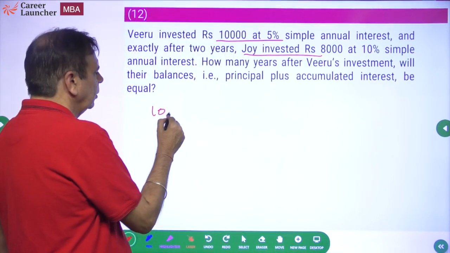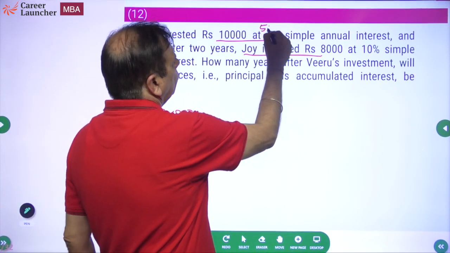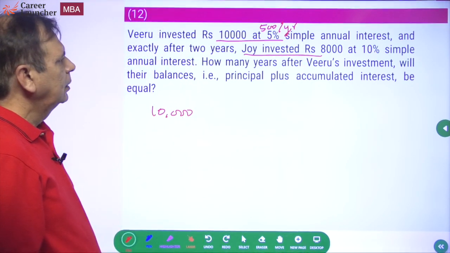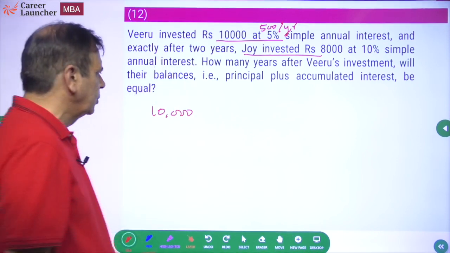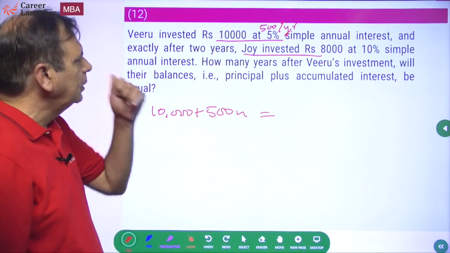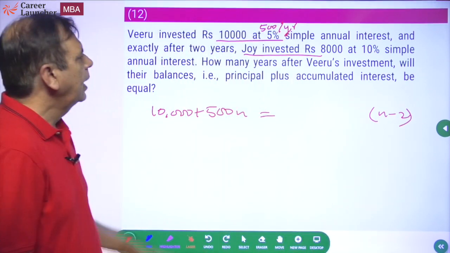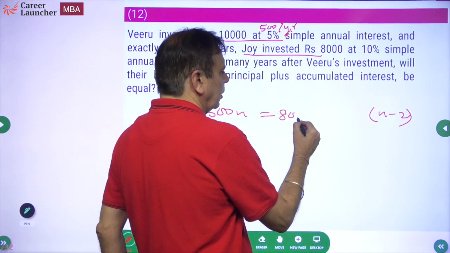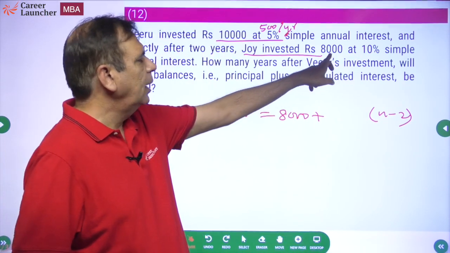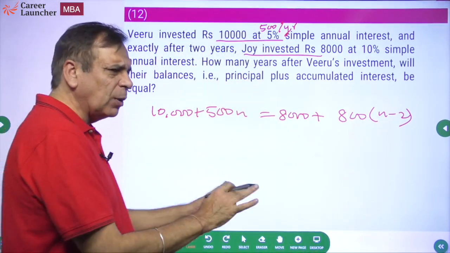Principal 10,000. If he is at 5% simple interest, he is going to get 500 rupees per year. Interest is going to be 500 rupees per year. Let me assume he invests for n years. And the other person, his investment is for n minus 2 years. 2 साल late चालू हुआ ना. And his principal is 8,000 rupees. And what is the interest he will get? He'll get 10% of 8,000, 800 rupees. Yeah. Calculate, solve. Easy question, no जुगाड़.